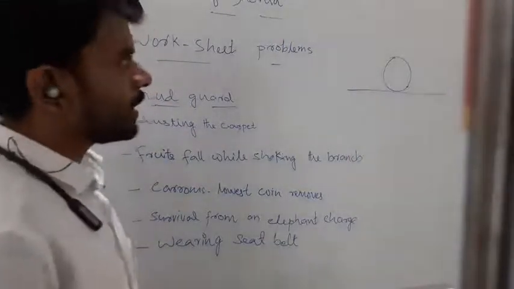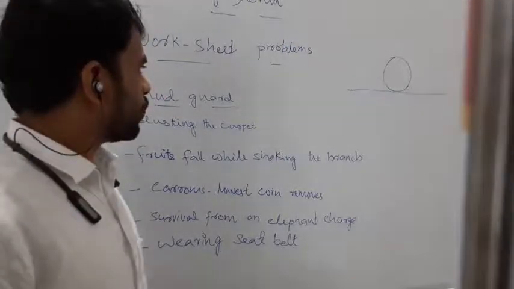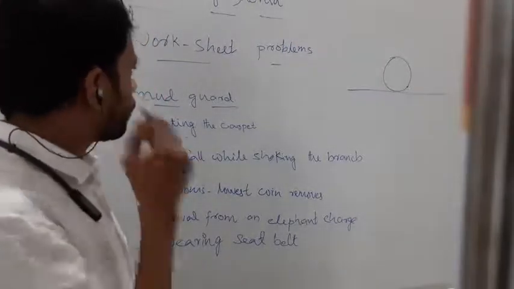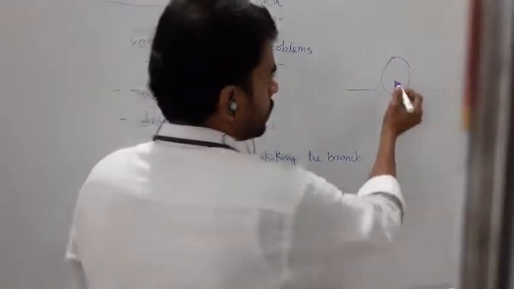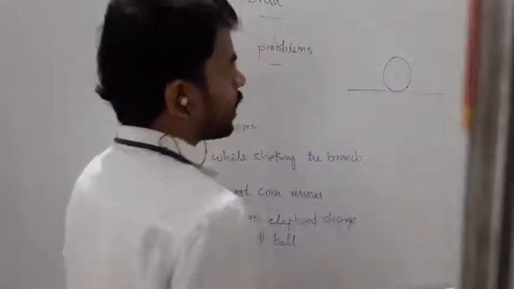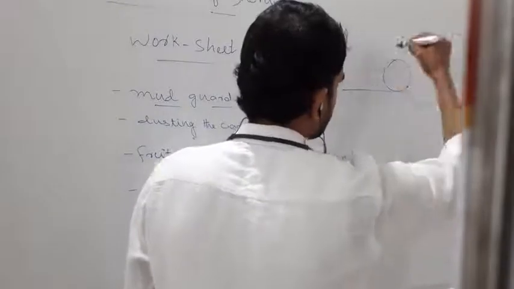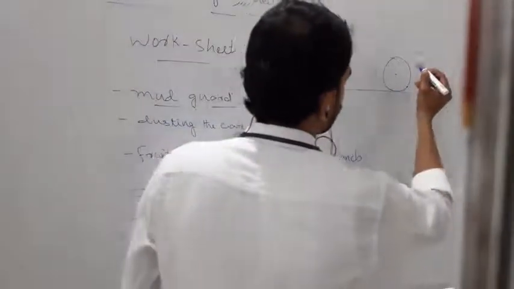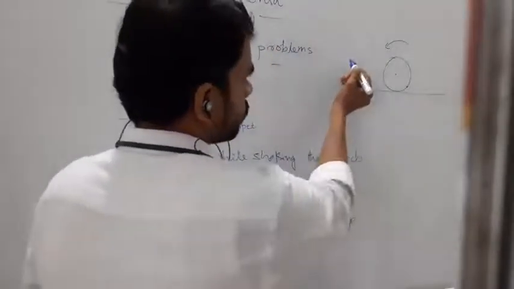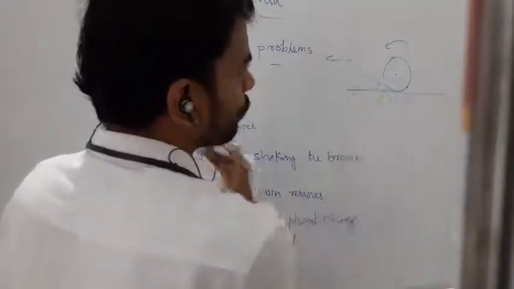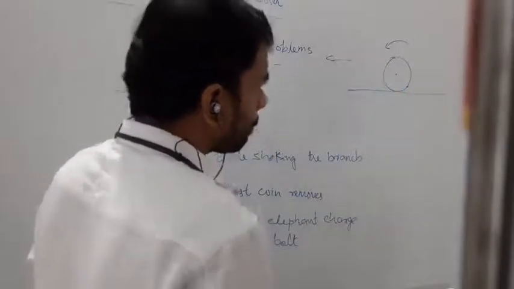Mud guard, that which is guarding the vehicle from mud. So imagine this is the tire of a vehicle, and the tire is rotating in this direction, that is anti-clockwise direction, so that the vehicle moves in this direction. So while the tire is rotating in this direction, the vehicle will move in this direction.